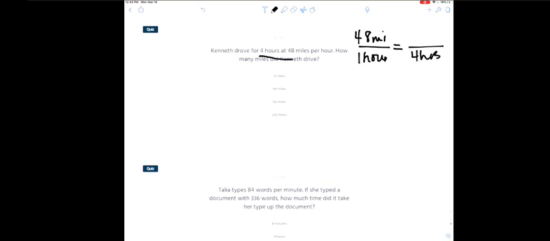If you remember, when we set up our two fractions, we want to make sure that the hours and hours are the same, and the miles, x miles, and miles are the same on the top. Okay? So now we have our two fractions equal to each other. What do we do? We cross multiply. So 1 times x is just x.